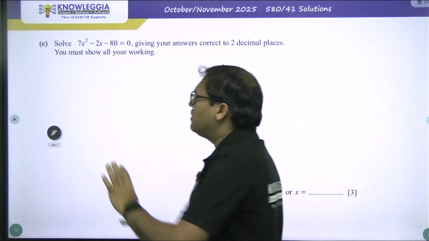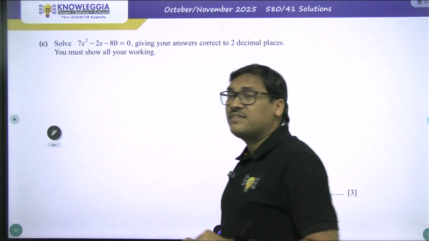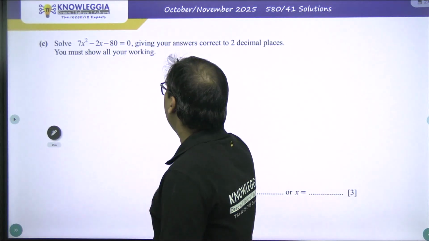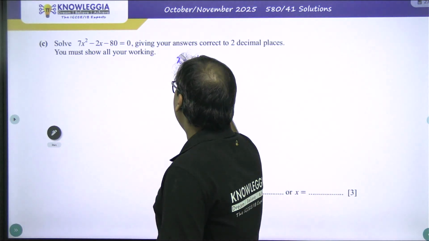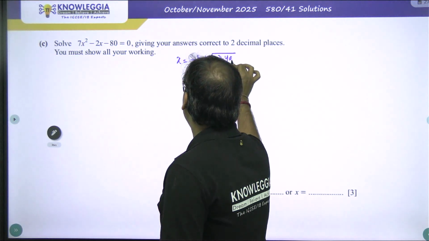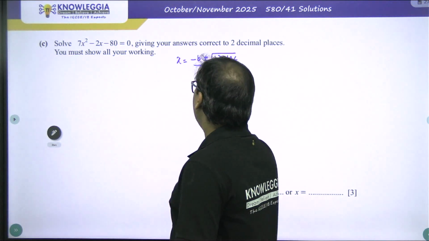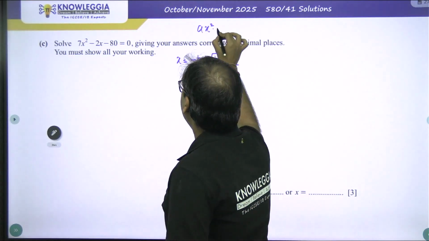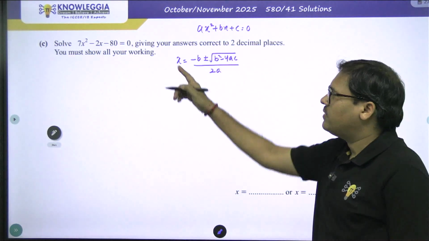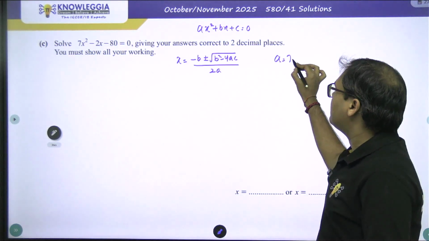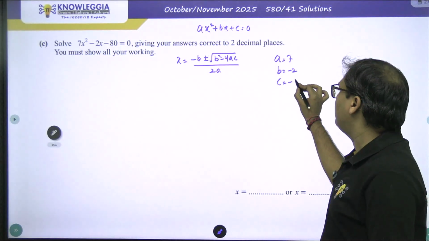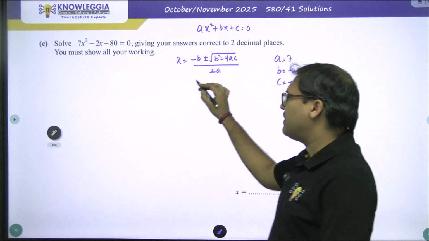So you have to write the answer. You have to solve this equation, and obviously it is in decimal, so you will use the quadratic formula. So what is the quadratic formula? x is equal to minus b plus minus root of b square minus 4ac upon 2a. The equation is ax square plus bx plus c equal to 0. Right. So here you can see a is 7, b is minus 2, and c is negative 80. Just plug in the values.